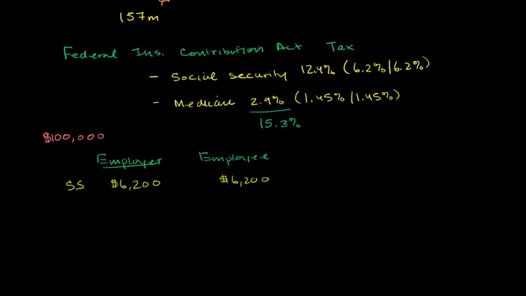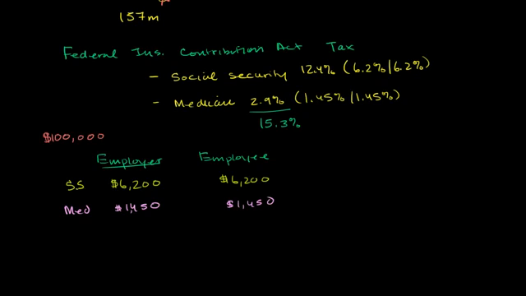And then for Medicare, let me do that in pink. For Medicare, the employer will contribute $1,450, once again above and beyond the gross salary of $100,000. And the employee will pay $1,450 out of their gross salary.